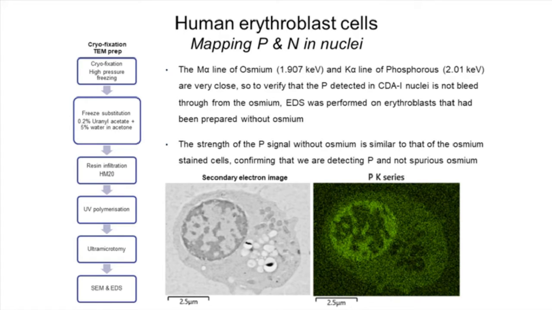So to confirm that the phosphorus detected in CDA1 nuclei is not bleed through from the osmium, EDS was also performed on samples where osmium was omitted from the processing. In this case, the cells were cryofixed by high pressure freezing and freeze substituted with 0.2% UA and 5% water in acetone, then infiltrated with HM20 acrylic resin and polymerized with UV light at -45 degrees. The strength of the phosphorus signal in these CDA1 nuclei is comparable to that of osmium-stained cells, confirming that we are indeed detecting phosphorus and not overlapping osmium in those samples.